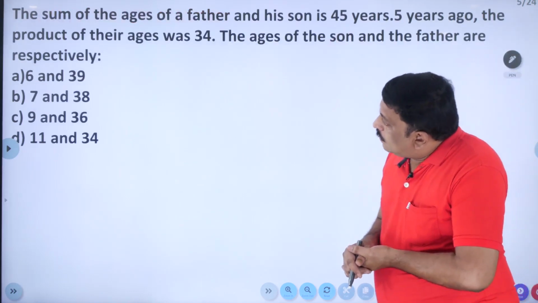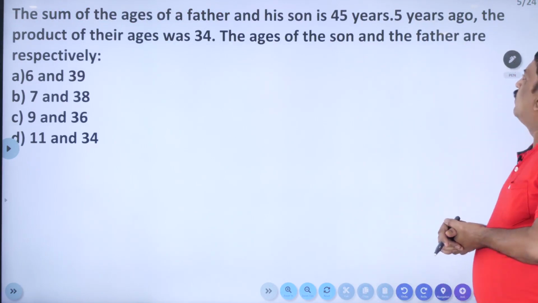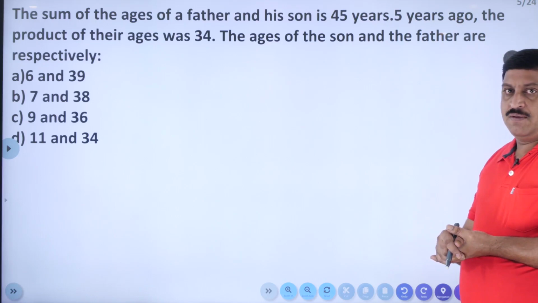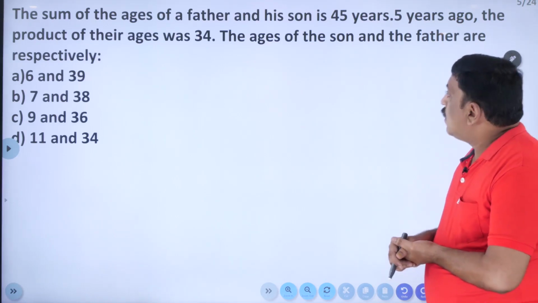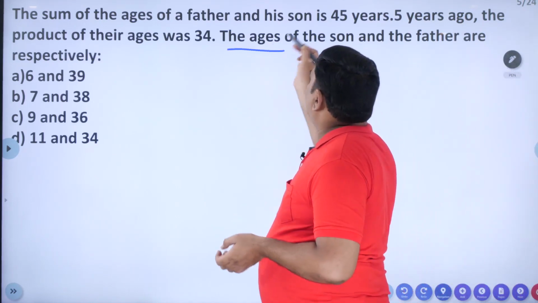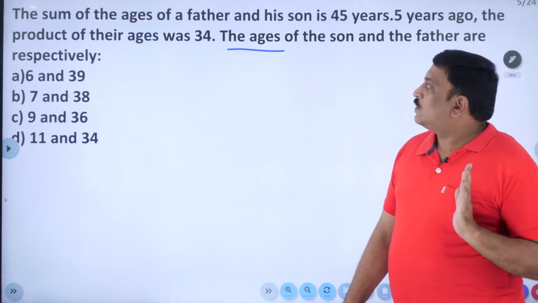Here, the sum of the ages of a father and his son is 45 years. 5 years ago, the product of their ages was 34. The ages of the son and the father are respectively, okay, their ages are given directly. This one we can do with the option-based method, right? So let us see this one.